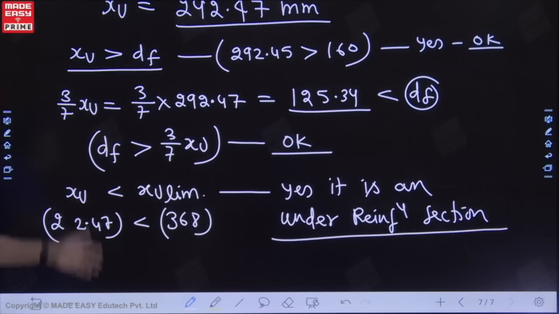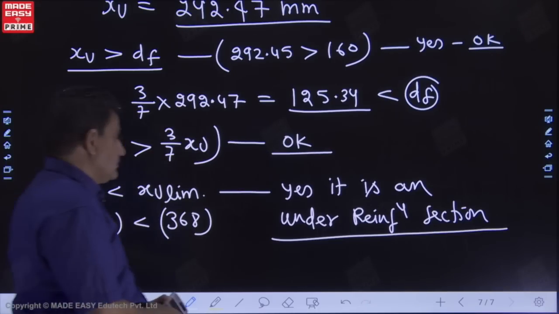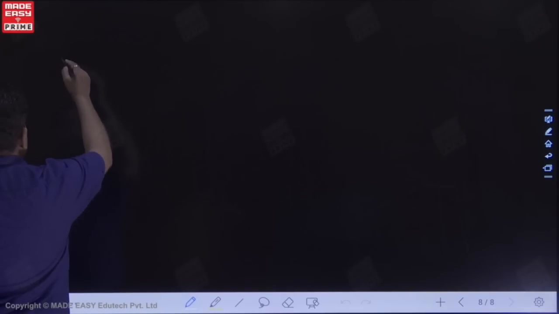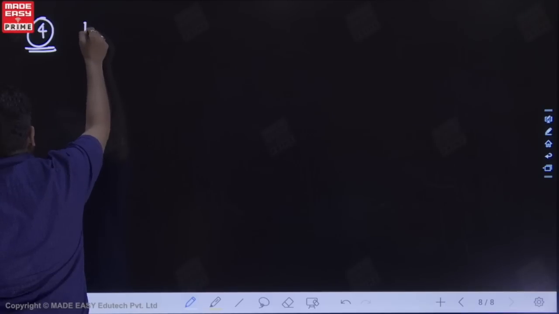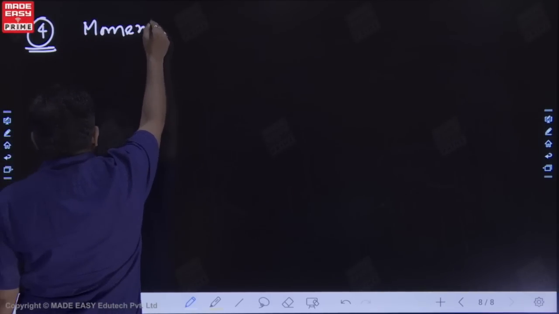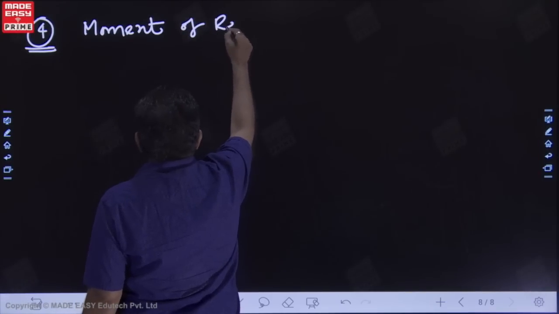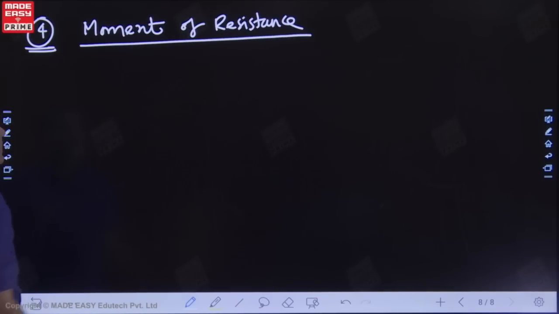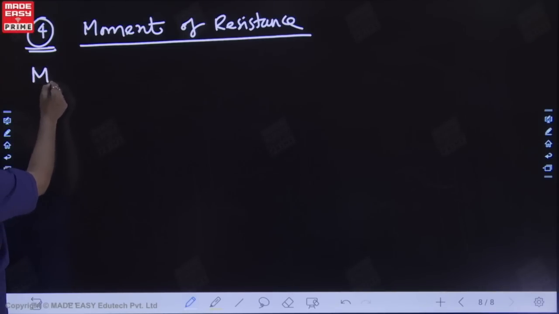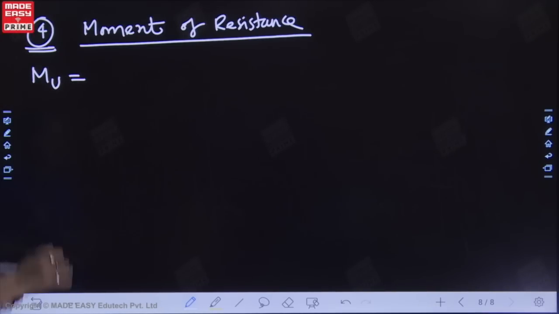So we can calculate the moment of resistance using this formula, this value, and we will get the value. Let's see what the value is. The number is not important. Moment of resistance, Mu. We are mainly concerned with these values.